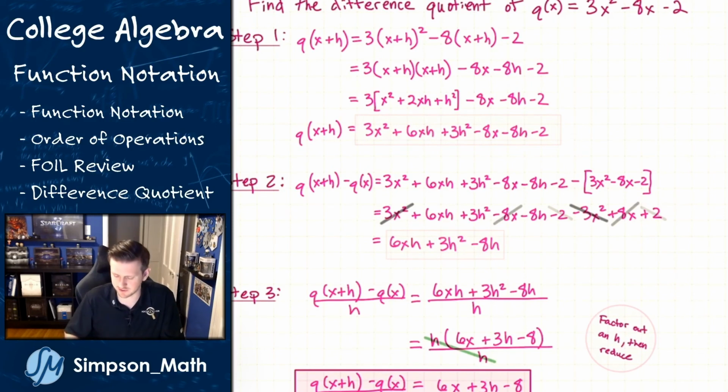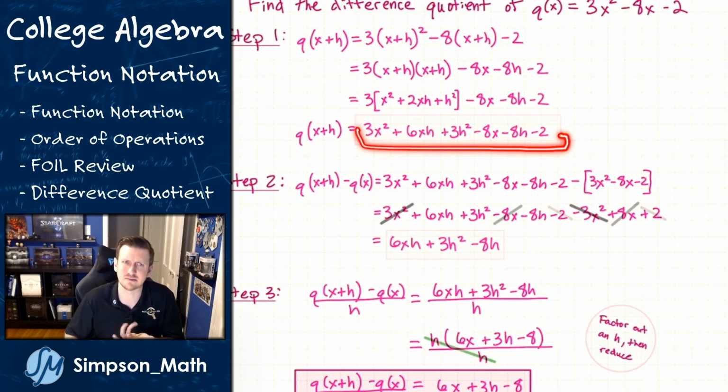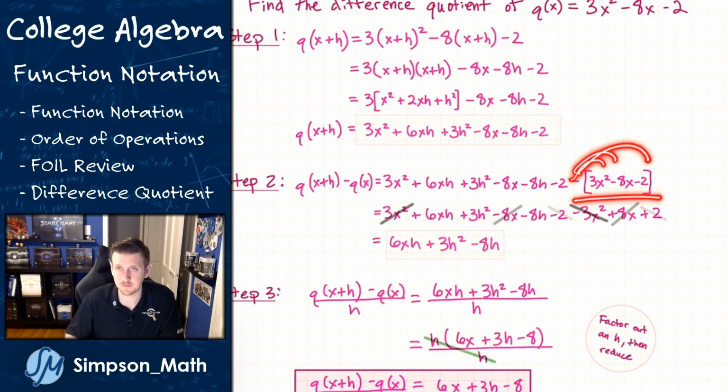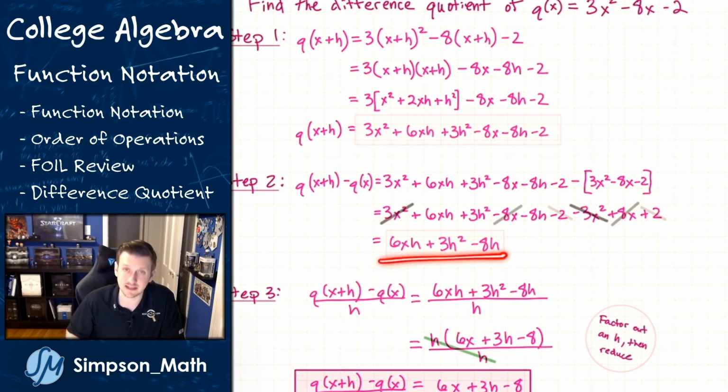Oftentimes, especially when dealing with quadratics, you get here and like nothing combines like terms, nothing cancels. You're like, oh my gosh. But wait till you subtract the q of x, because then lots of things are going to cancel. So subtract the q of x, distribute the negative, and then you notice that the 3x squared and the negative 3x squared, bye-bye, they cancel to 0. Minus 8x and the positive 8x, bye-bye, they cancel to 0. Negative 2 and positive 2, again, bye-bye, they cancel to 0. So all we have left are these 3 terms. Notice they all have h's in them.